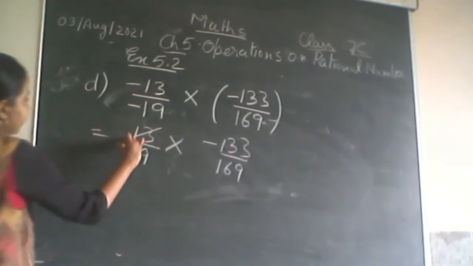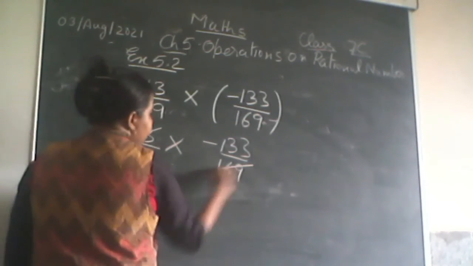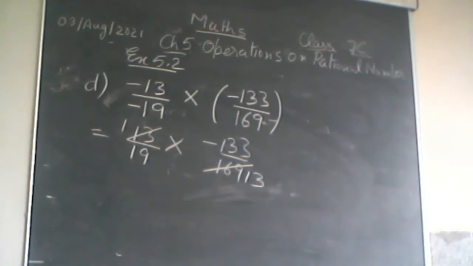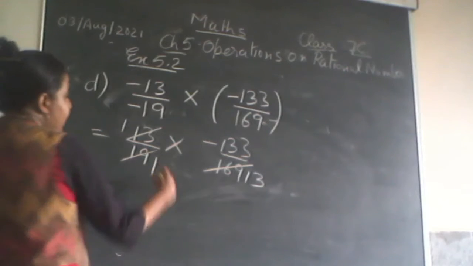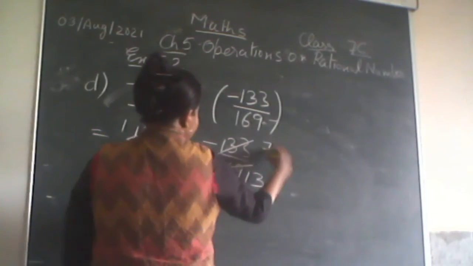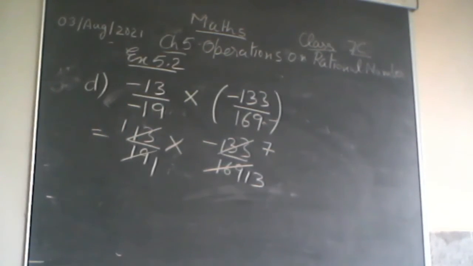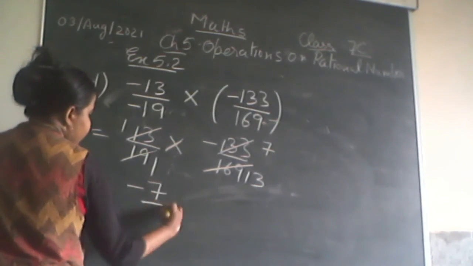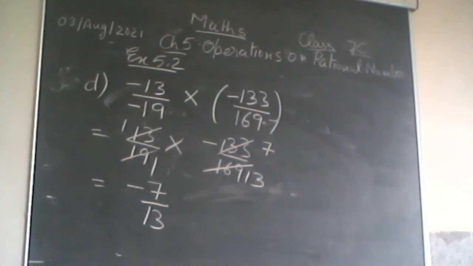Now look, 13 1s are 13, 13 13s are 169. Am I correct? Yes, ma'am. 19 1s are 19, 19 7s are 133. Am I correct? Yes, ma'am. So what are we left with? Minus 7 by 13. Yes or no? Same as fractions or not? Yes, ma'am.